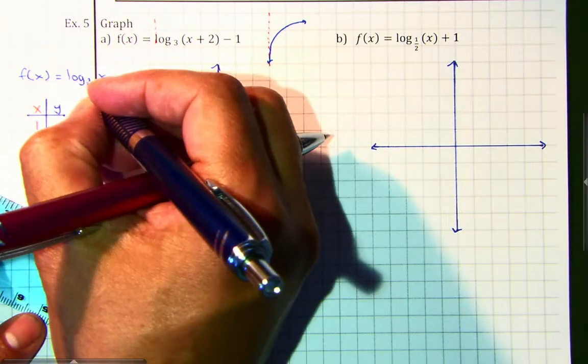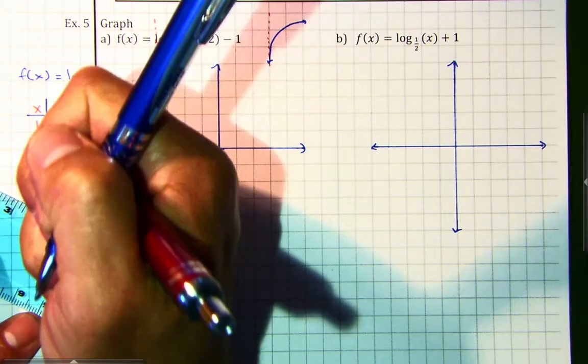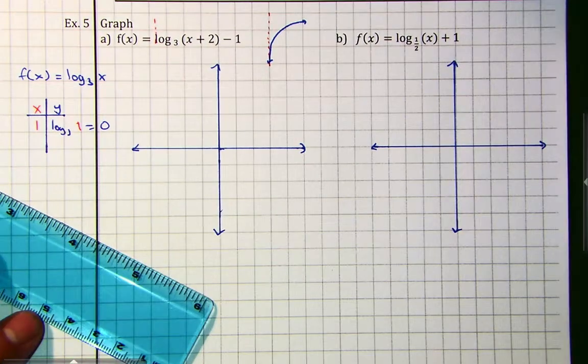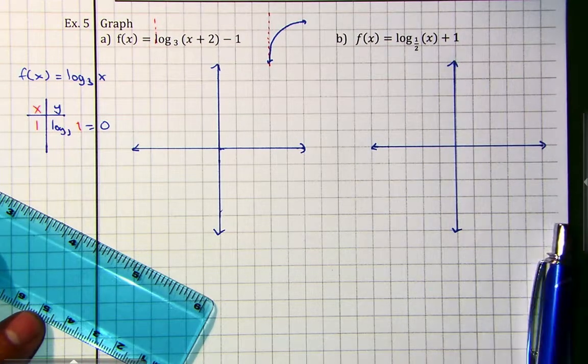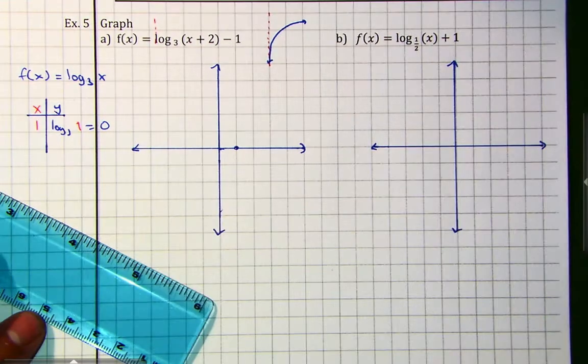Log base 3 of 1 will be 0. So (1, 0). Remember, that will always be your first point, your x-intercept. Before, we could calculate your y-intercept right away with exponential functions.